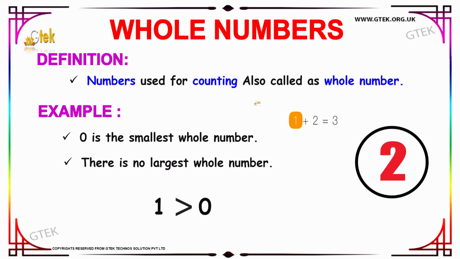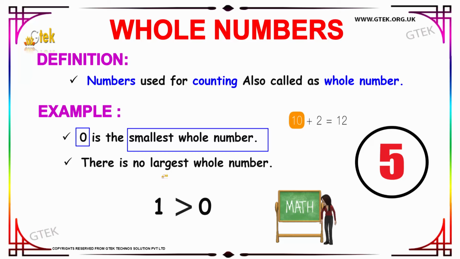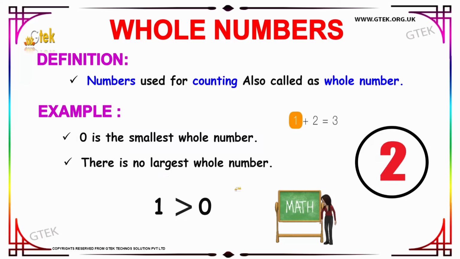First, what is meant by the whole number? The numbers which are used for counting are known as whole numbers. So you generally count starting from 0. So 0 is the smallest whole number. There is no largest whole number. It goes on until infinity.